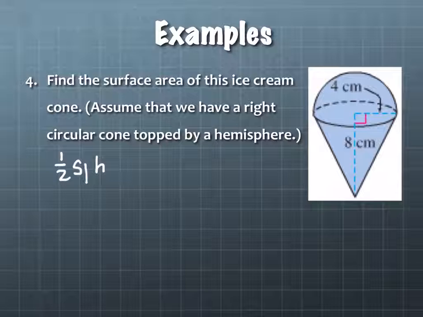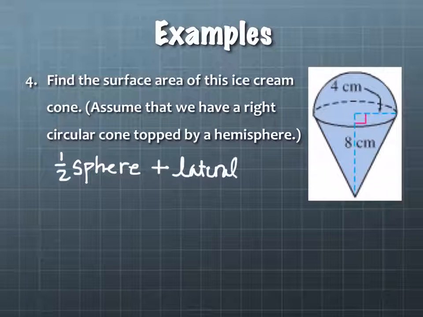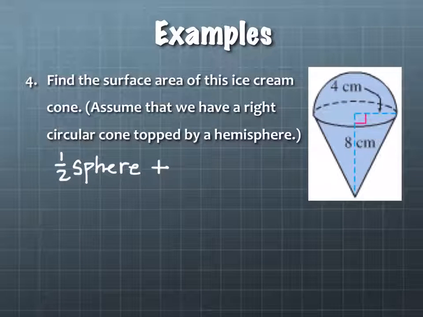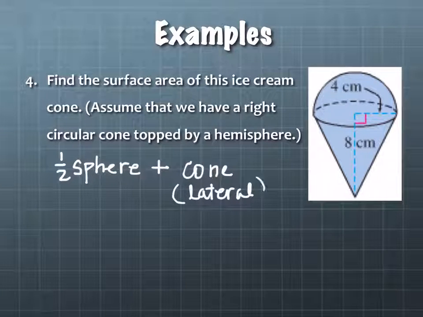So I'm just jotting down, these are kind of like notes for what's going on here. We have a half sphere on top, so we need the surface area of that. Plus what do we have on the bottom? We have a cone, but just the lateral area of the cone, right? Well, let me put it this way. We've got a cone, and underneath it I'll just put lateral area. So we want to make sure that we only use the pieces that we need.